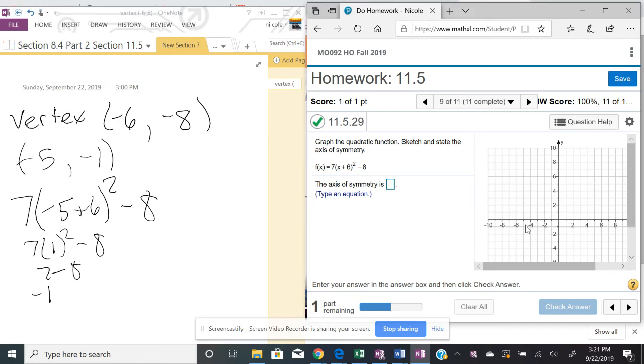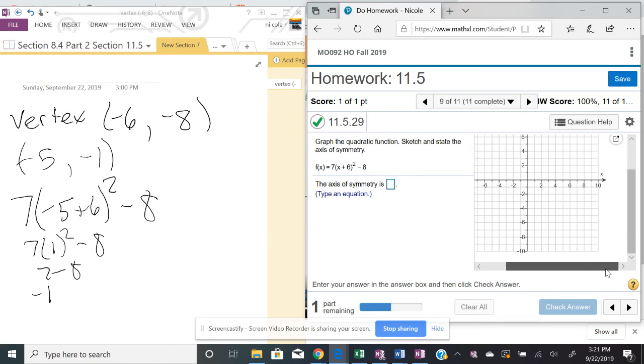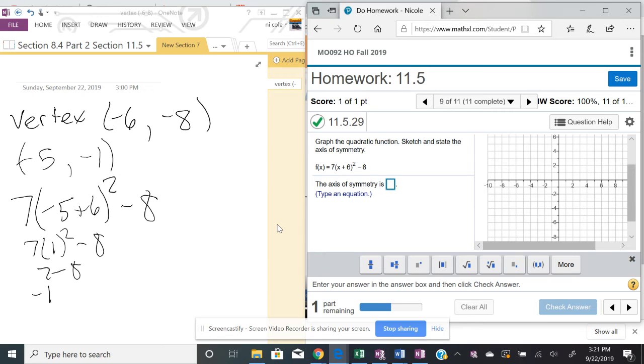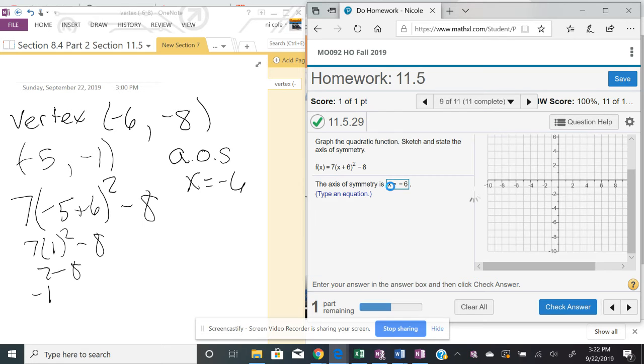So I can come in, go right here. Oh, it's not going to let me graph just yet. Sorry. All right. So I've got my point set up, but it asks for my axis of symmetry. My axis of symmetry is the x value of my vertex. So remember that is x equals -6. So I'm going to come in, type in x equals -6, enter.